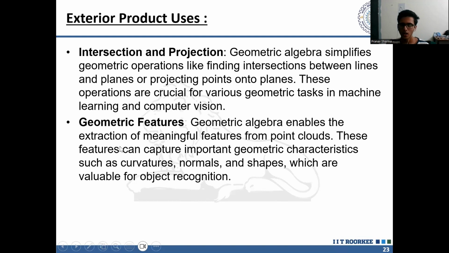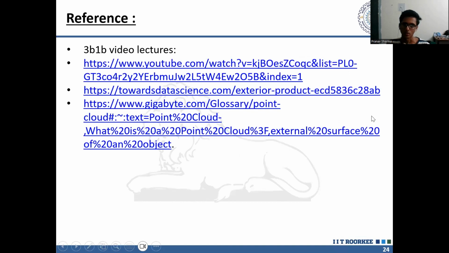And it is widely used in many fields, not just robotics, because computer vision is used widely, and also in self-driving cars, where we need to analyze 3D data and the car needs to modify its actions on the basis of the response that it is receiving from the environment. And these features can capture important geometric characteristics such as curvature and normal shapes, which are valuable for object recognition.